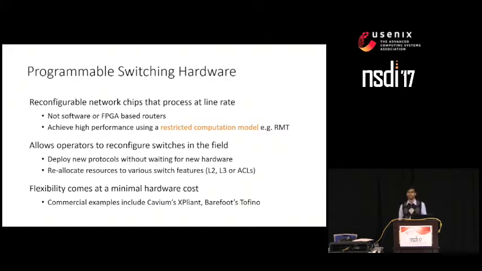They can also reallocate various switch resources to functionality depending on their workload or requirements, such as L2 MAC learning or L3 routing or ACLs and so on. Recent research has shown that this flexibility comes at a fairly minimal and reasonable hardware cost compared to fixed function ASICs that implement the protocols in silicon. You can see several manufacturers coming up with their own versions of these switches, such as Cavium XPliant or Barefoot Tofino. In the rest of this talk, I'll be referring to these as flexible switches.